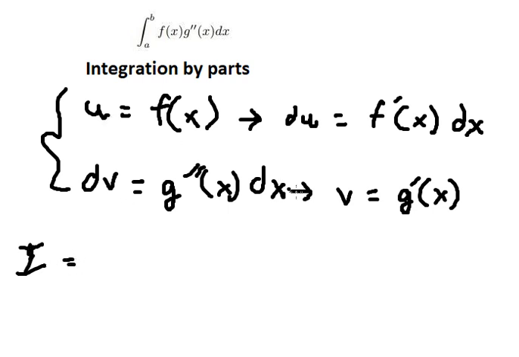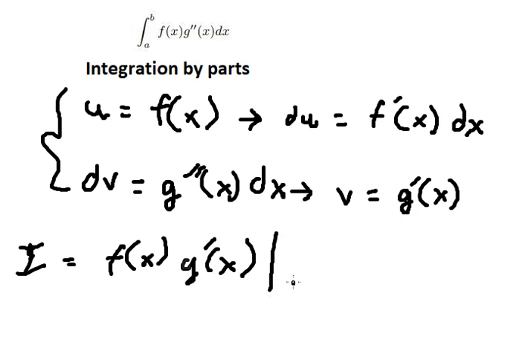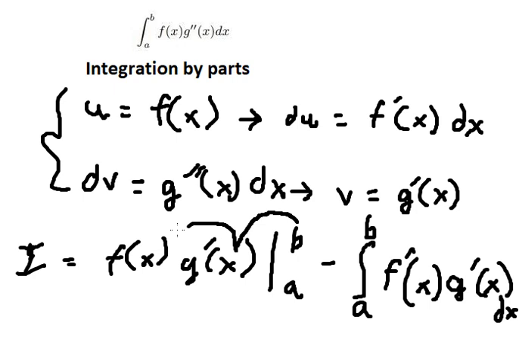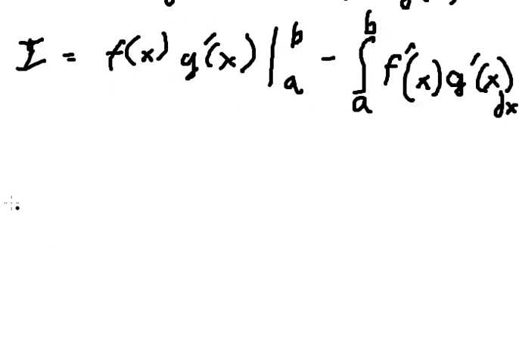And now we have u multiplied by v, and we put the bounds from a to b. Minus, we have the integral from a to b of u multiplied by v. So I will put b here and a here. So we have it like this.